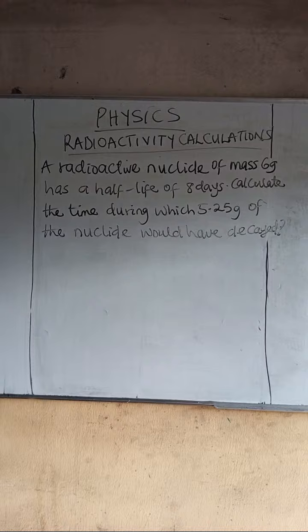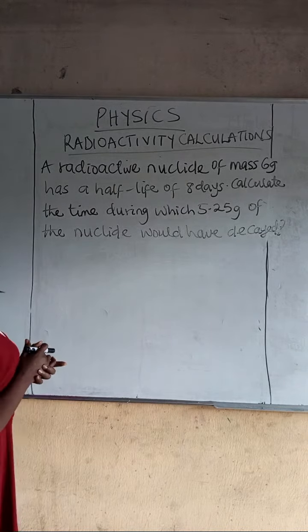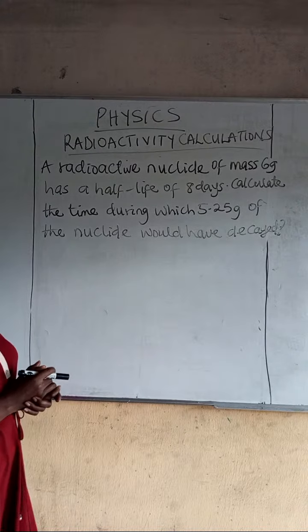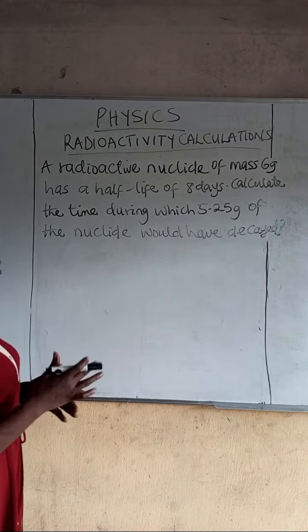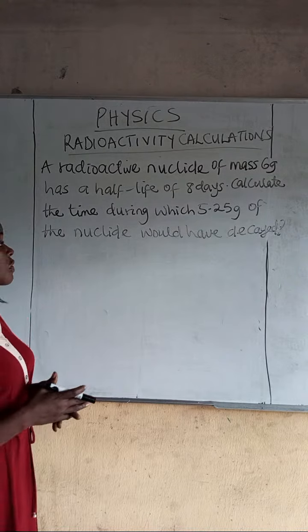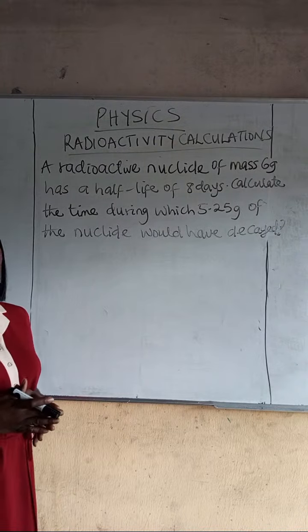All right, Bright, you're welcome. So let's solve. A nuclide of mass 6 grams has a half-life of 8 days. Calculate the time during which 5.25 grams of the nuclide would have decayed.